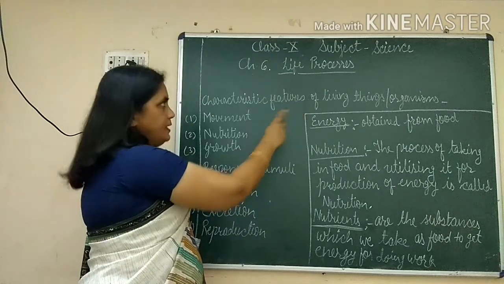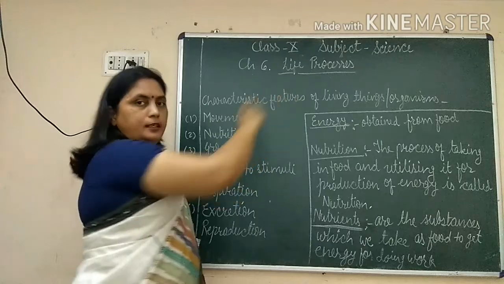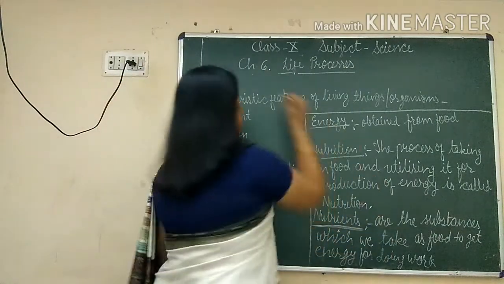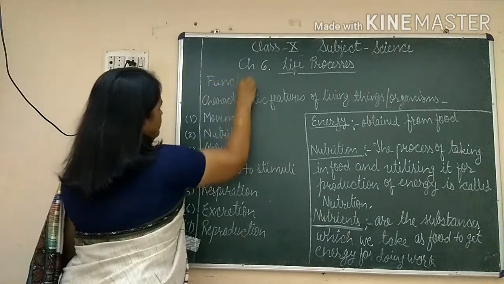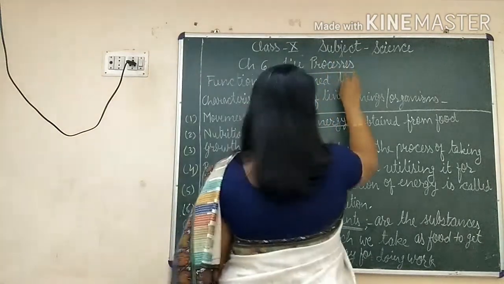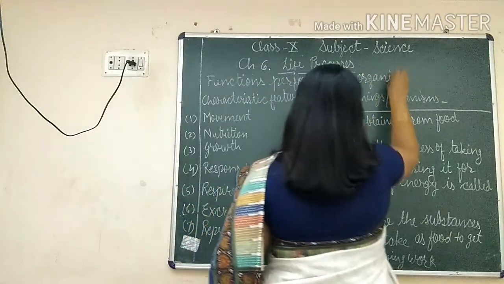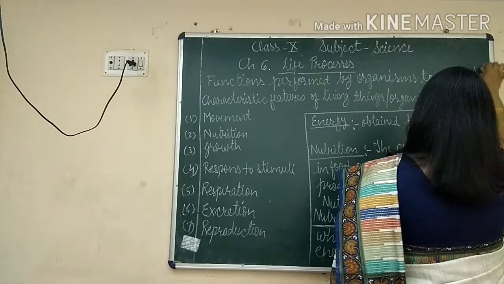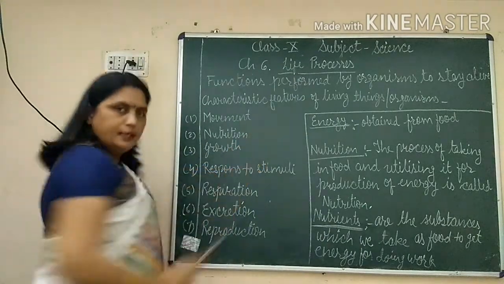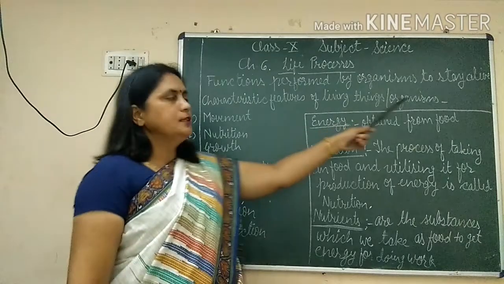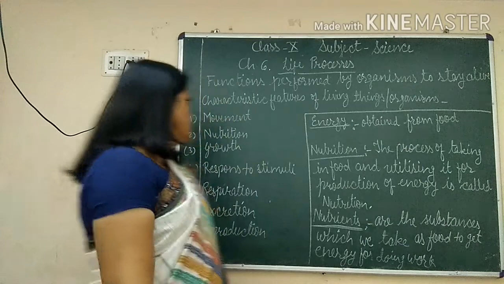So, life processes, as the name indicates, are processes which are necessary for life. We can say all the processes or functions performed by organisms to stay alive are called life processes. So what are life processes? The processes which are necessary for life, or in other words, the processes or functions which are performed by organisms to stay alive. These are called life processes.